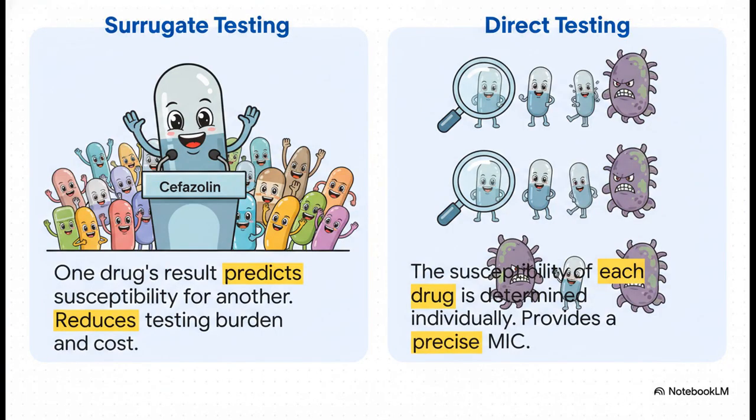Another key strategy is knowing the difference between surrogate and direct testing. With surrogate testing, we use one drug's result to predict how another will work. A classic example is using cefazolin to predict susceptibility for oral cephalosporins. Direct testing, on the other hand, is just what it sounds like. We test each drug individually to get a precise minimum inhibitory concentration, or MIC.